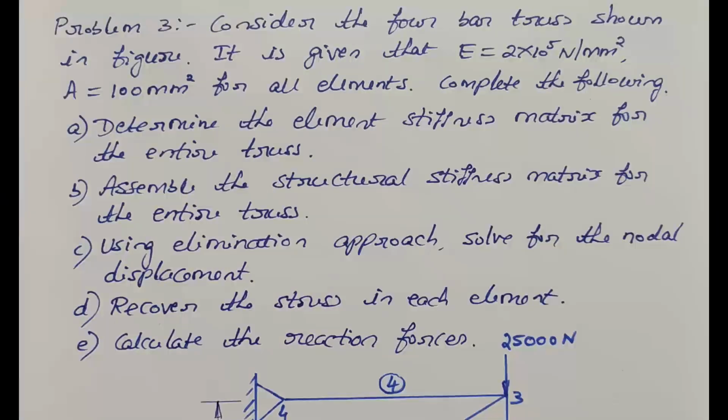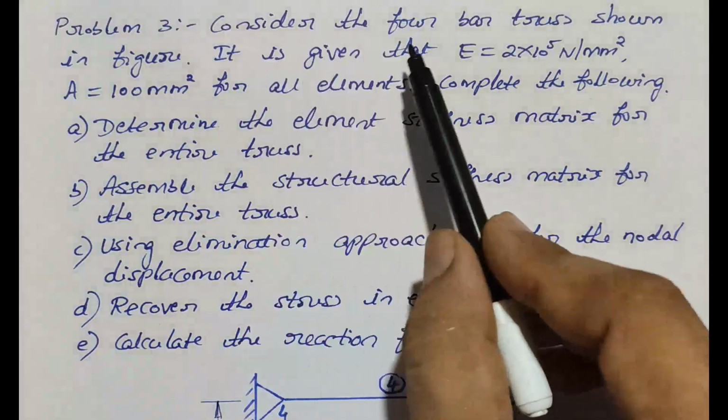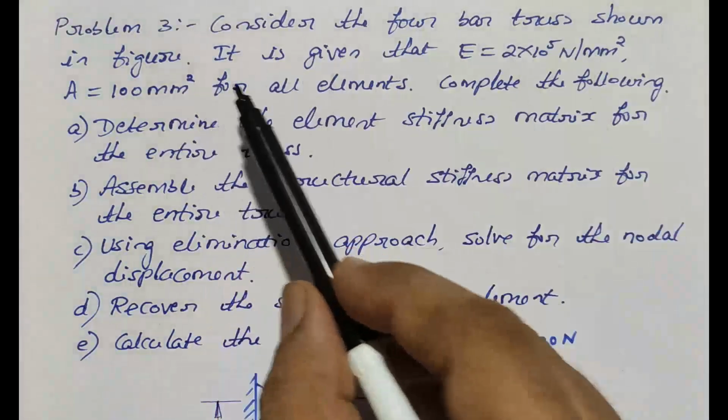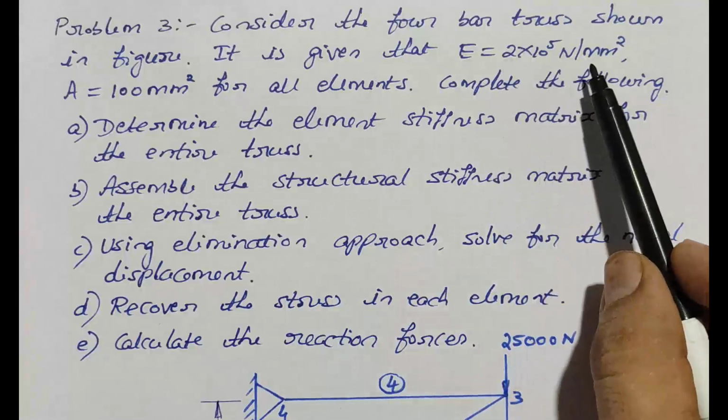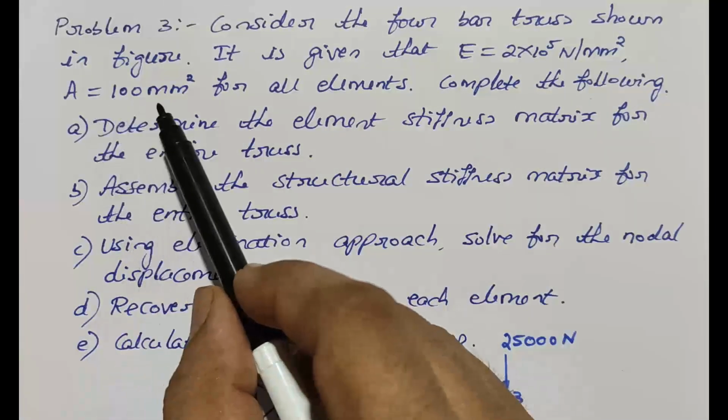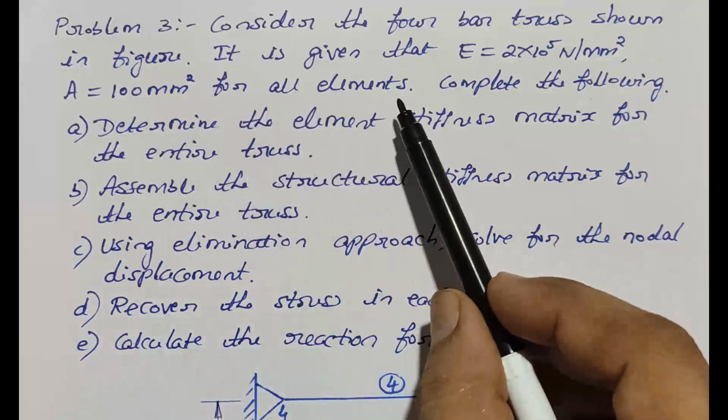Problem 3 on trusses. Consider the 4-bar truss shown in the figure. It is given that E is equal to 2 × 10^5 Newton per mm², area 100 mm² for all elements.